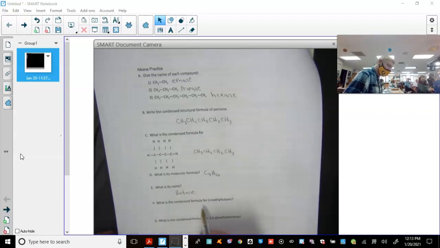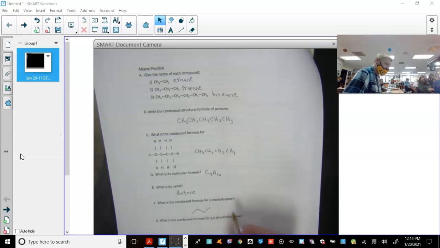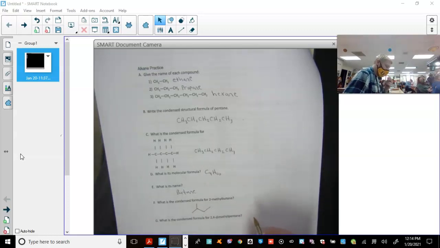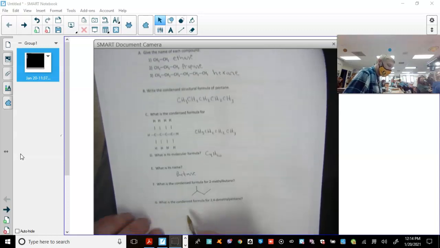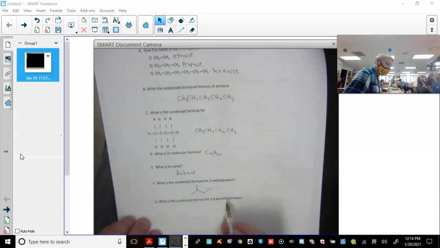All right, what's the condensed formula for 2-methylbutane? 1, 2, 3, 4. 4 carbons because it's butane. And then I got 2 methyl, so I got a carbon hanging off of the second carbon. 1, 2. Or I could do 1, 2. I could do that, or I could put it on the third one. So that is 2-methylbutane. What is the condensed formula for 2,4-dimethylpentane?